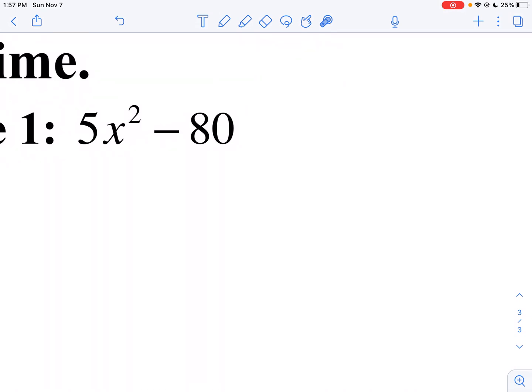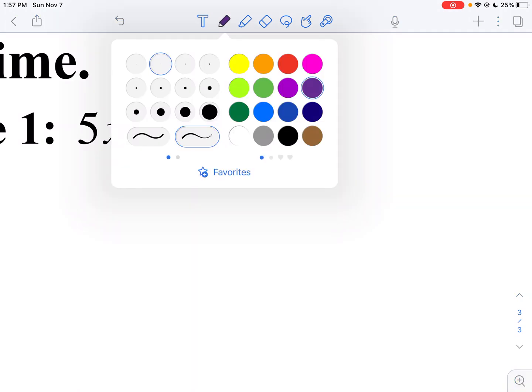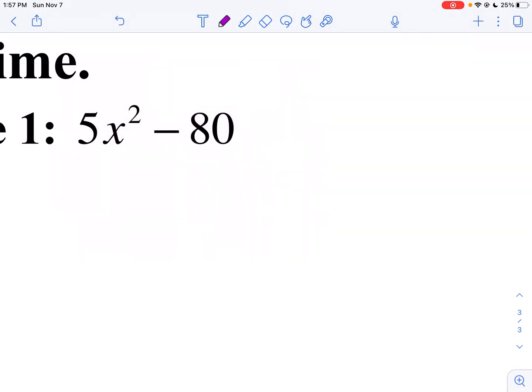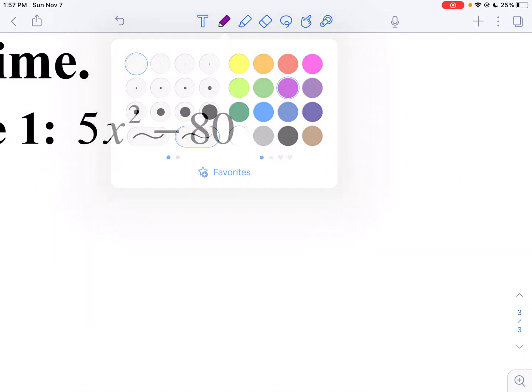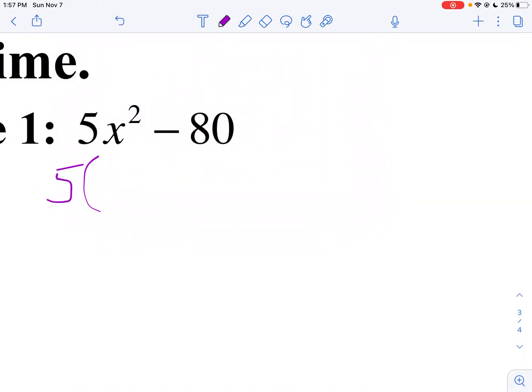First thing we do, does anything go into both of them? Well, yes, 5 does, doesn't it? So I factor out the 5. I like the purple better. I'm going to go 5, factor the 5 out. So I get x squared. 80 divided by 5 is 16. I got a binomial left over now.